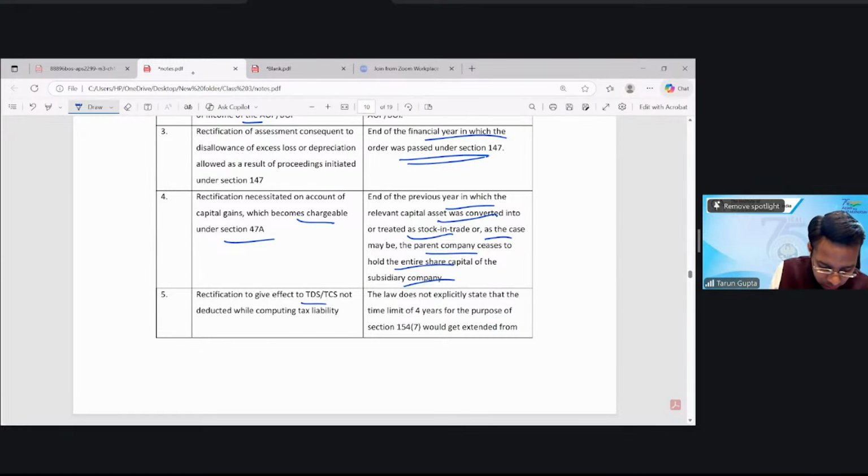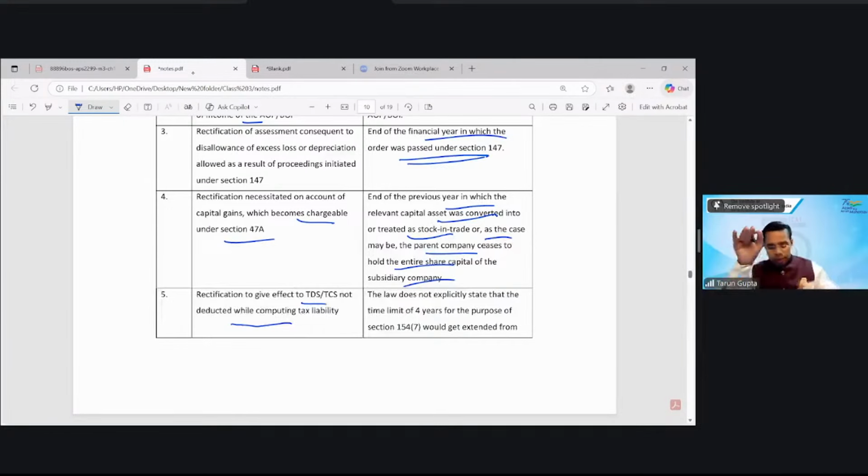Rectification to give effect to TDS or TCS not deducted while computing tax liability. So here what happens is that the deductor deducts TDS subsequently. I offer my income, there was no TDS, but subsequently he deducts the TDS on my other payments maybe. So I would have lost the TDS credit because I have already furnished the return of income.